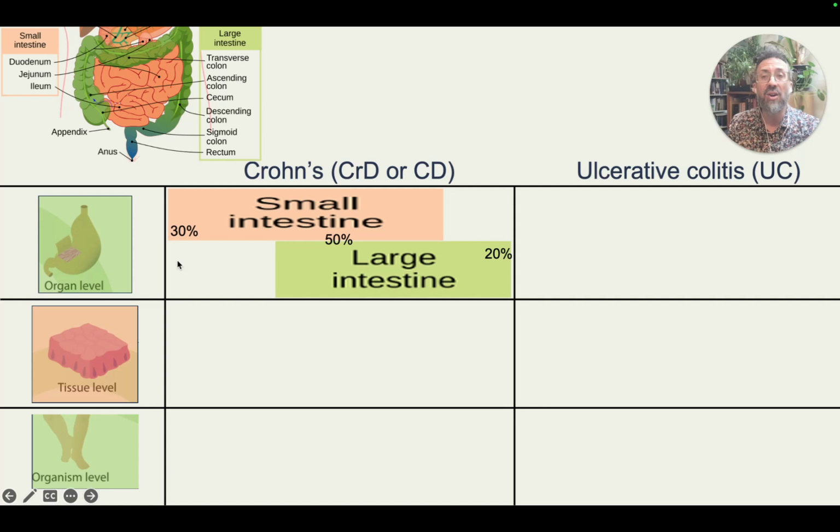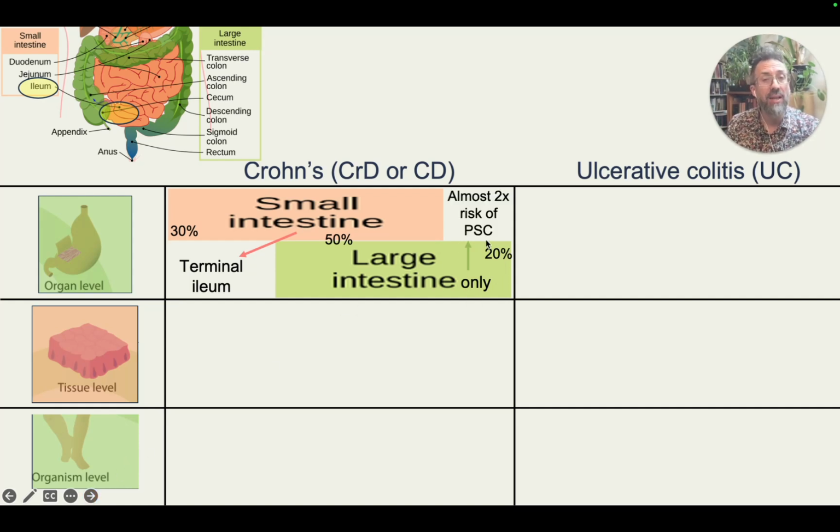If it's just here in the ileum, we call it Crohn's ileitis, and if it's in both combined, we call it Crohn's ileocolitis. So yeah, usually in the small intestine, in the last part of the ileum, the terminal ileum, and that is located right here.